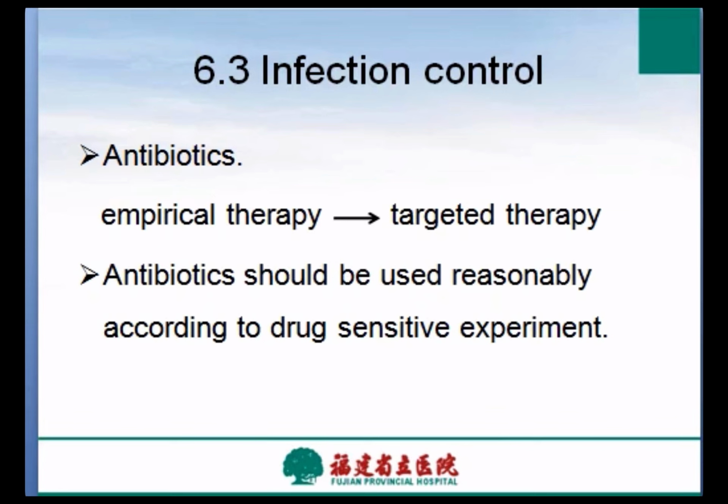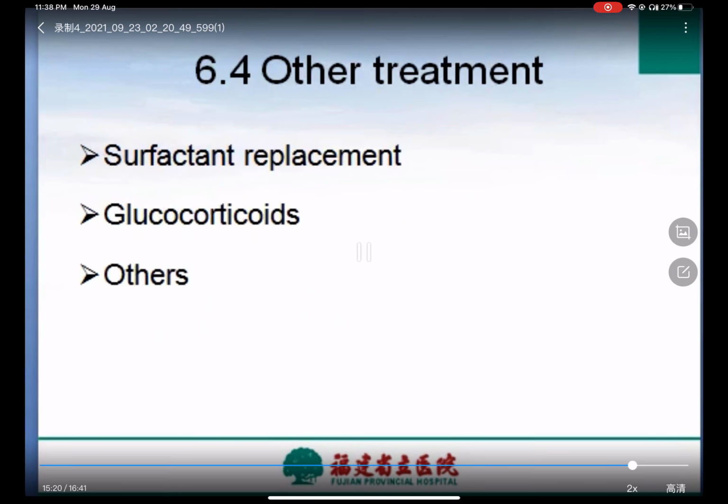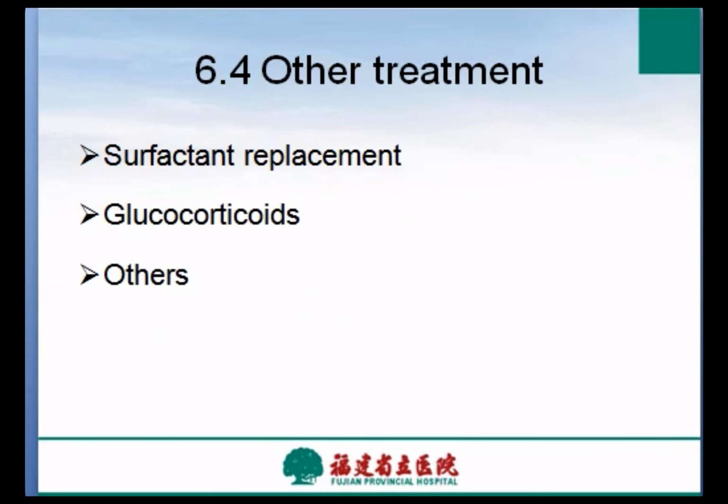Acute lung injury in surgical patients is usually accompanied by lung infection. Antibiotics is very important to control pneumonia, and in the initial treatment, empirical therapy can be performed, and eventually need to transit to target therapy. Antibiotics should be used reasonably according to drug-sensitive experiment. And other treatment include surfactant replacement, glucocorticoids, and others.